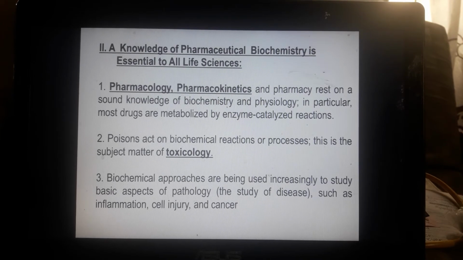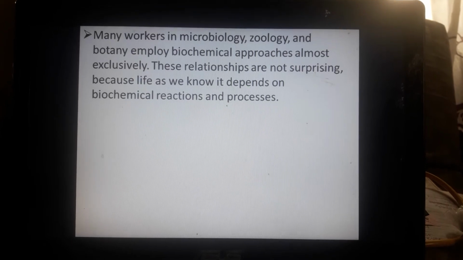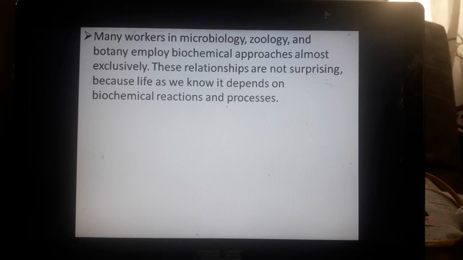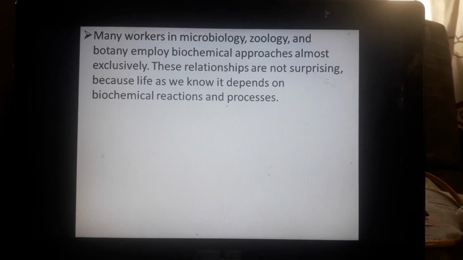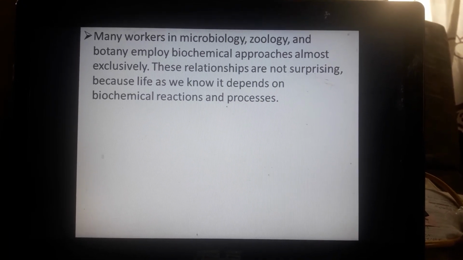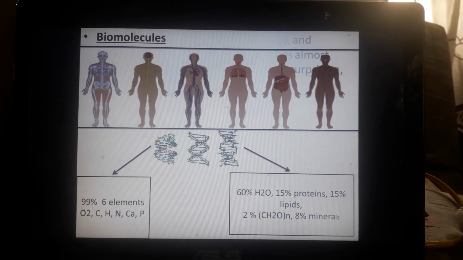Next, many workers in microbiology, zoology, and botany employ biochemical approaches almost exclusively. These relationships are not surprising because life, as we know it, depends on biochemical reactions and processes. Life on Earth, from plants to the smallest living structures to human beings, depends on biochemical reactions. If the biochemical reactions of our body stop, the life of the person stops also, and that person is already considered dead.